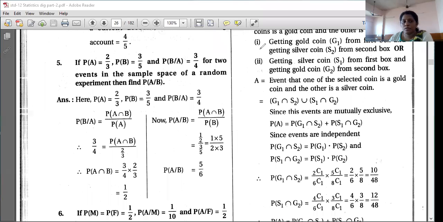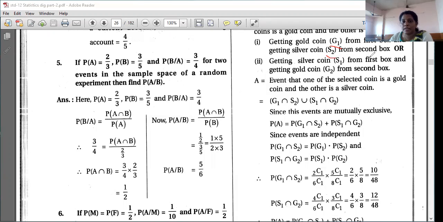See, what have they given us? Getting a gold coin from the first box and getting a silver coin from the second box. Because we don't know whether the coin we pick from a box will be gold or silver, first we assume the coin we picked is a gold coin, and we name it G1. Right? Getting a gold coin from the first box, that is G1, and getting a silver coin from the second box, that is S2.